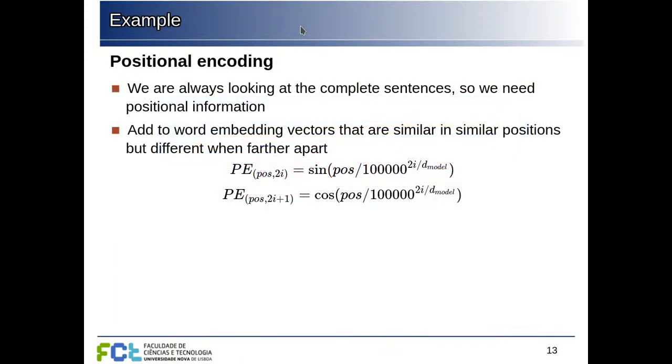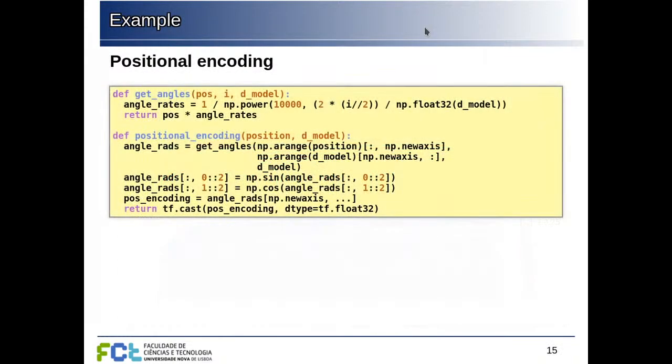And now we can add this to the embedding of the word, that is the vector representation of each word, so that words will be similar if they have similar meaning and they are close together in the sentence. If they are very far apart in the sentence, then the vectors will be more different because we are adding this positional encoding.